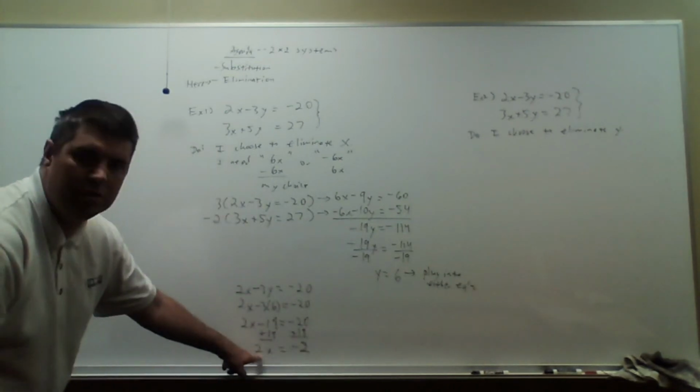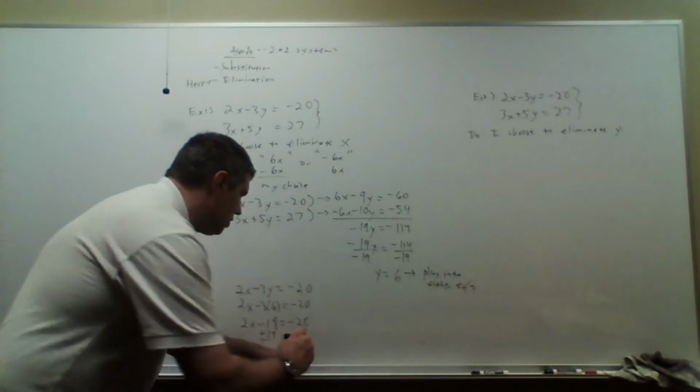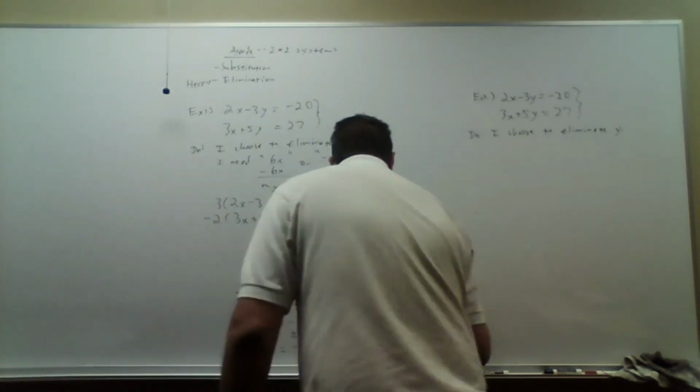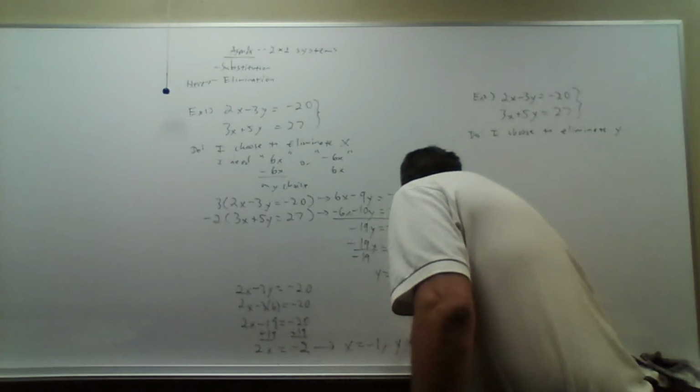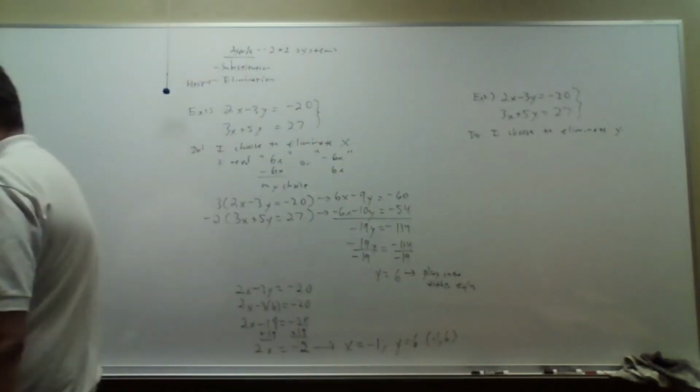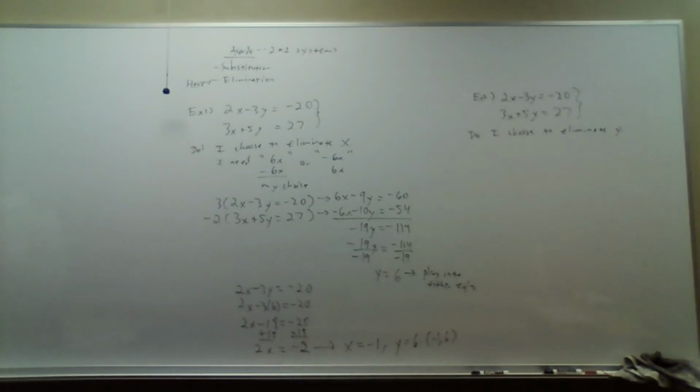Divide off the 2. You end up with x equals negative 1. So x equals negative 1, y equals 6. So negative 1, 6 in ordered pair notation.